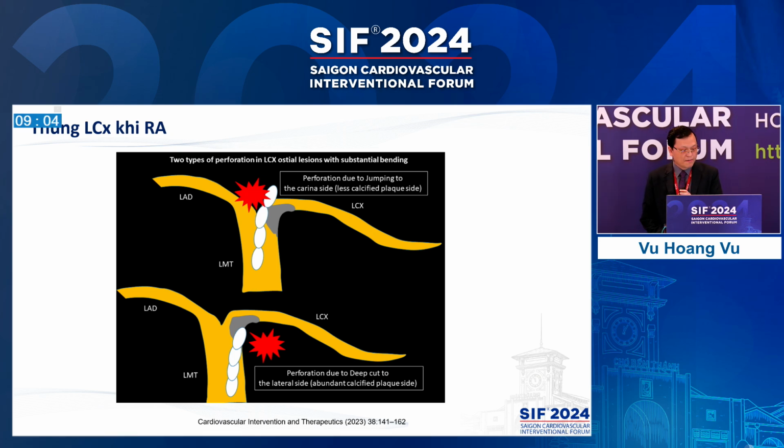Two mechanisms of this. The first one, you see in the upper picture. If the calcification is on the right hand side, and we use the rota wire, the floppy wire, sometimes it can cause the rupture. In this case, sometimes we have to use an extra support wire to keep it. And the second picture, in the lower, is the second mechanism of the perforation during rotablation for the circumflex.